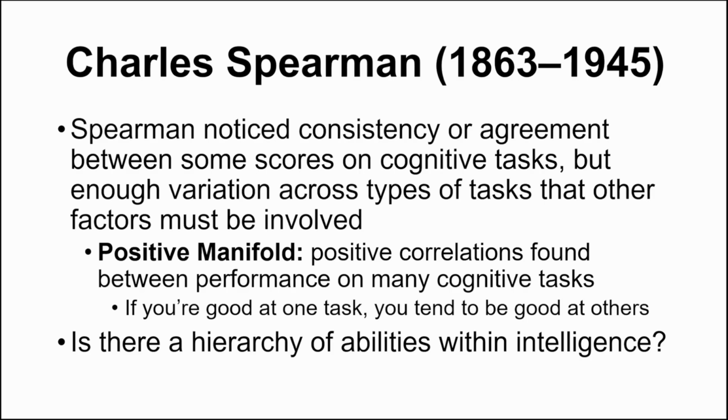That logic led Spearman to ask, is there actually a hierarchy of abilities within intelligence? So one overarching intelligence score with different, say, subcategories that would each have their own scores, and to determine how somebody might perform within a certain category, we actually have to consider both the overarching score and the different components that fall underneath that in our next level. So that gets us into our two-factor theory of intelligence.